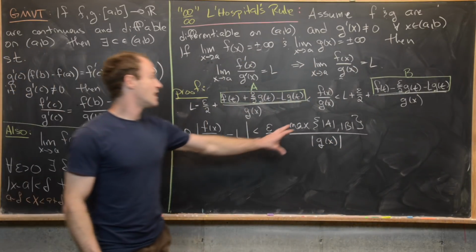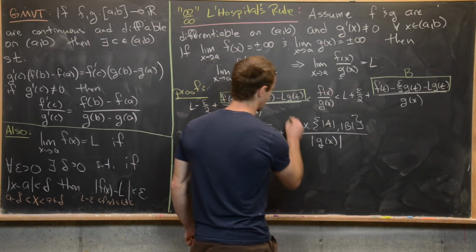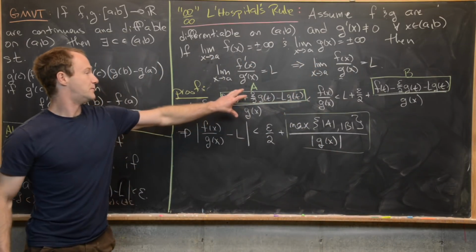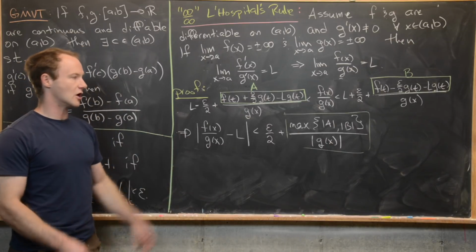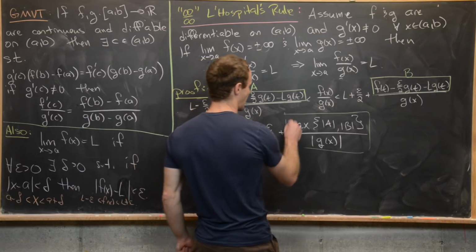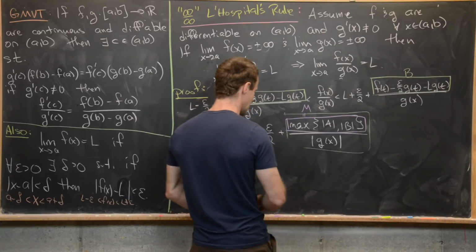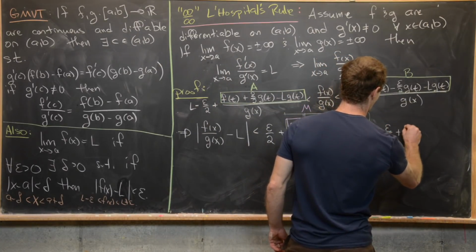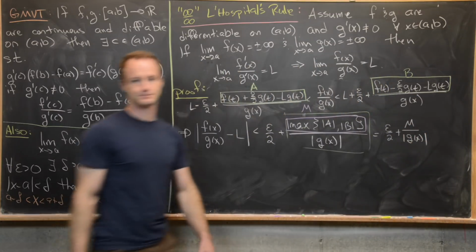So definitely this object right here, which I'm going to maybe put in green, is for sure bigger than this object right here and that object right there. So we're good to go on this inequality. So maybe I'll go ahead and call this thing that I'm boxing in purple equal to m, just to make us easily write this as epsilon over 2 plus m over the absolute value of g of x.